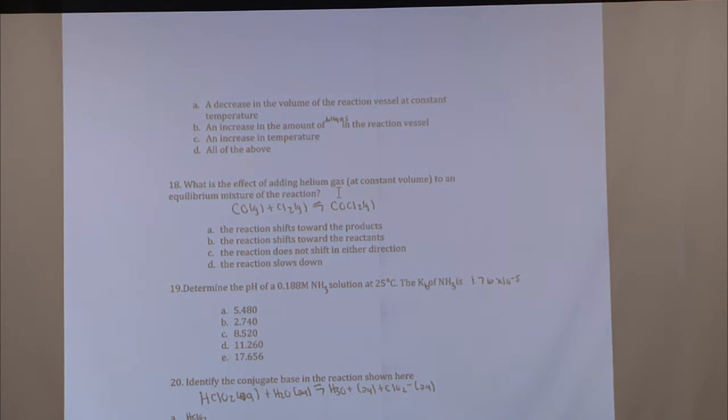Number 18 says, what is the effect of adding helium gas at constant volume to an equilibrium mixture of the reaction of carbon monoxide plus chlorine at equilibrium with COCl2? Well, helium gas is not even in this reaction, so it's not going to have any effect on it. So the answer choice would be C. The reaction is not going to shift in either direction because helium is not even part of it. So you add helium, nothing's going to happen.